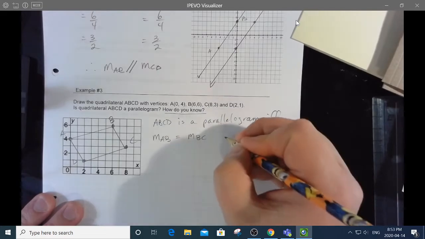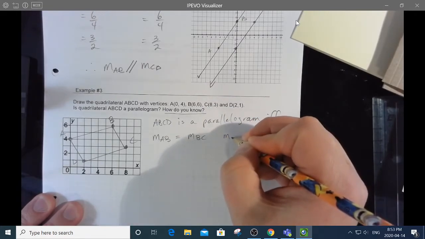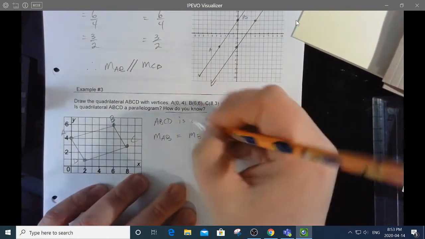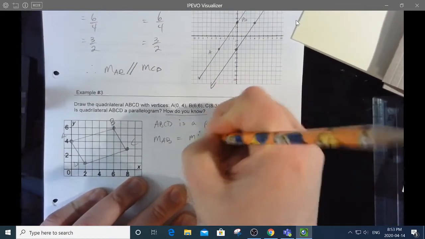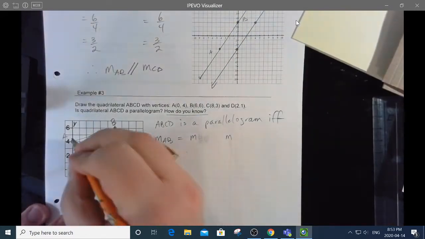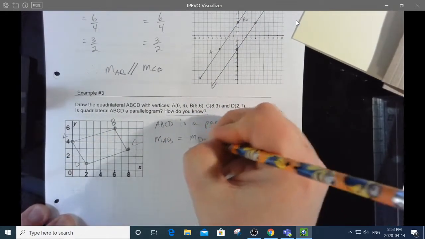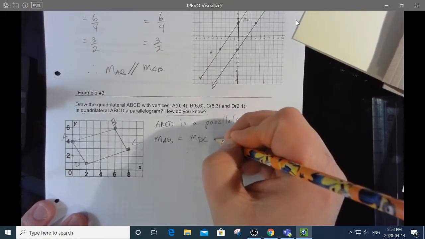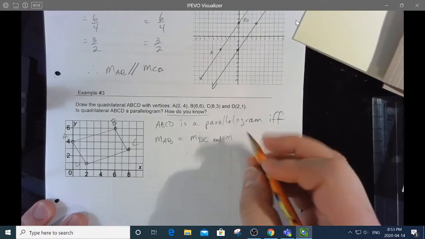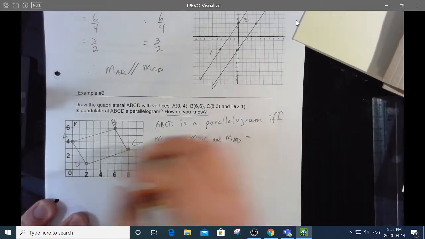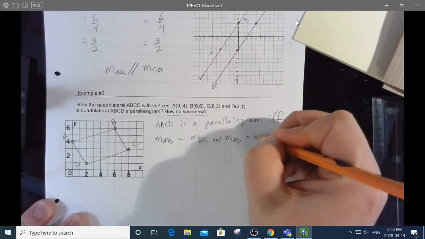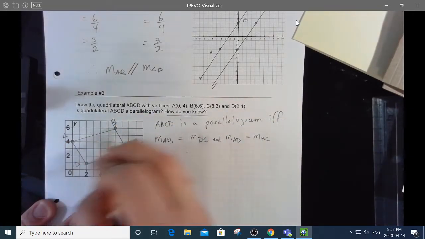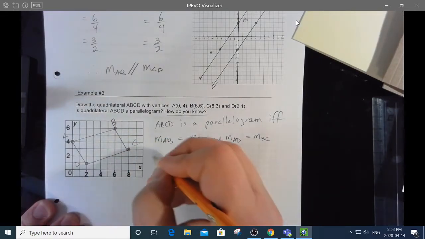And the slope of AB. No! Sorry, I wrote that wrong. What I meant to say, backtrack, sorry. The slope of AB has to be the same as the slope of DC. Guys who were paying attention probably caught that mistake. And, I'm going to say and, the slope of AD has to equal, let's not mess this one up, the slope of BC. So that line and that line have to be parallel, and that line and that line have to be parallel. So let's find all these slopes.